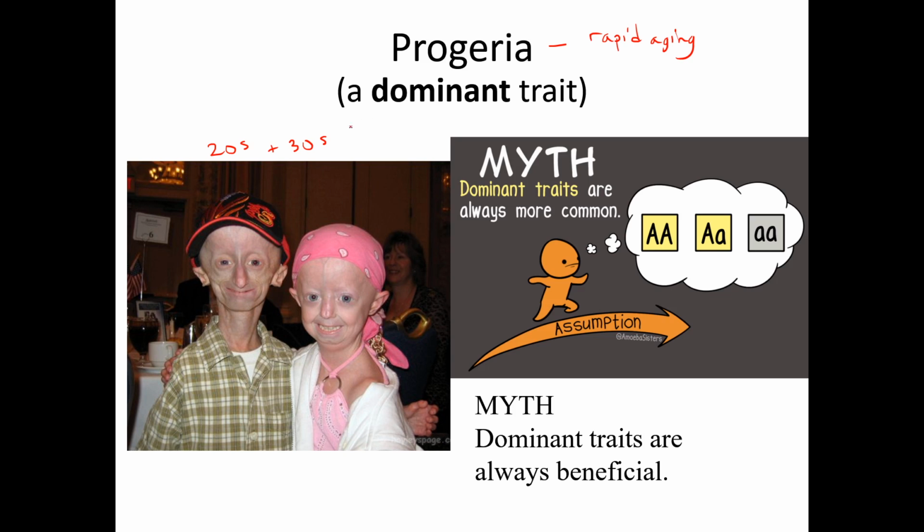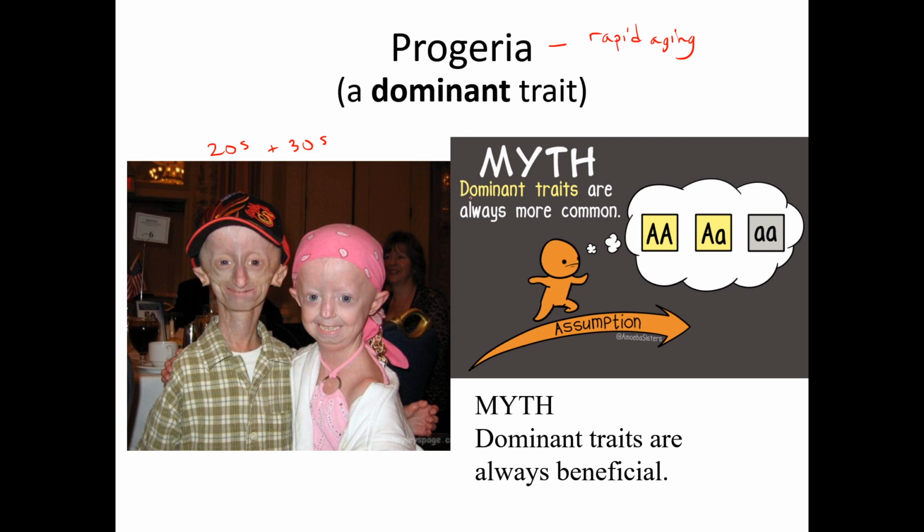This leads us to some important points for discussion, though. The fact that this is a dominant trait. A lot of times people think dominant good, recessive bad, or dominant common, recessive rare. Those are not always the case. Progeria, I think there's something like 30 people in the world at any time that have this condition, so it's extremely rare. Most of us would not want to be 90 years old physically by the time we're in our 20s and 30s, so we'd say it's not beneficial.